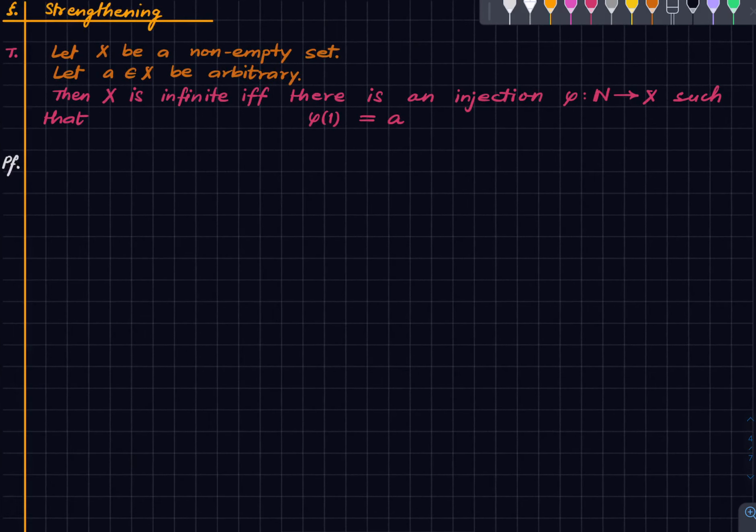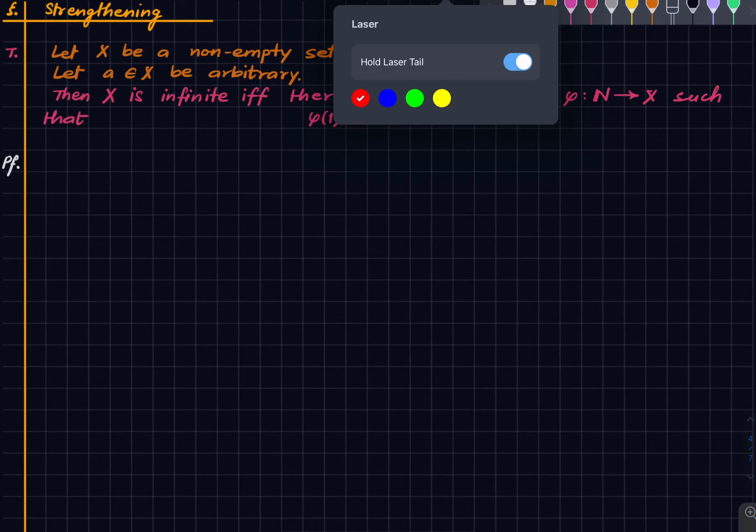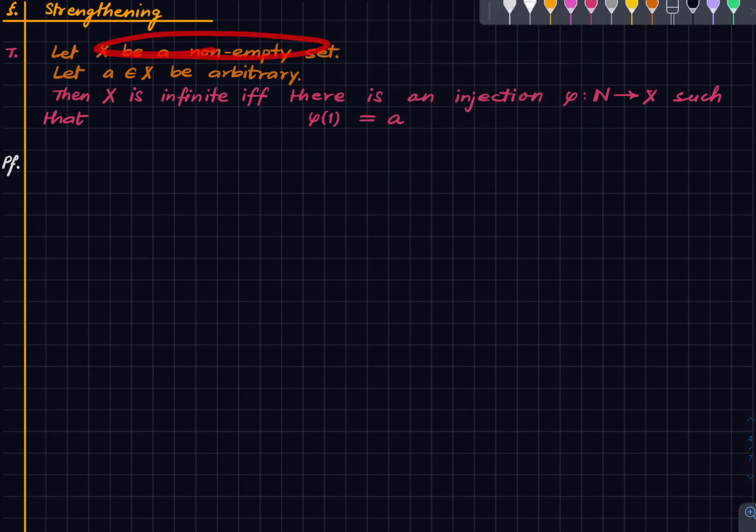We can say a little bit more in the same context. We have a non-empty set. We fix something in the set X. Then the set X is infinite if and only if there is an injection from the naturals to X which maps 1 to A. So here we have just one extra condition that we can demand. And this is a very simple exercise given the previous proposition, but we will do it in full. Again, one direction is trivial.